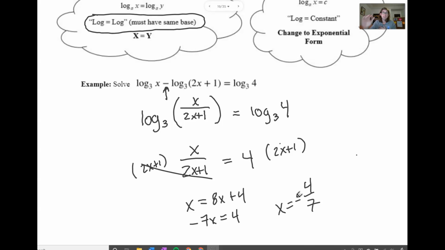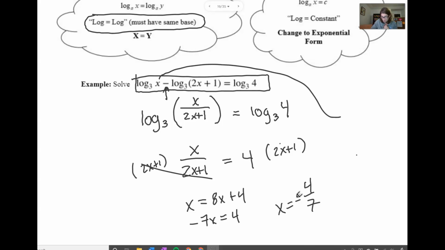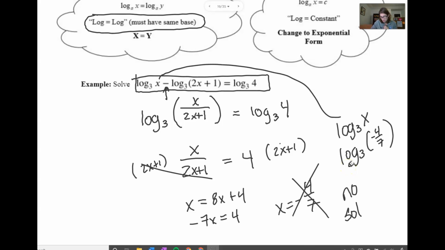As always, with logarithms, you have to double check your answers. It's nice that algebraically, we found the number that makes things work. But if we plug in negative 4/7, do we get a positive result when we plug things back into the original equation? Here's a problem. In the original equation, we have log base 3 of x. If we plug our negative 4/7 into there, it does not work. So even though algebraically that number is a solution, this equation has no solution.